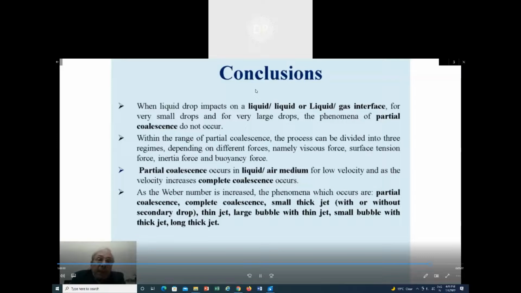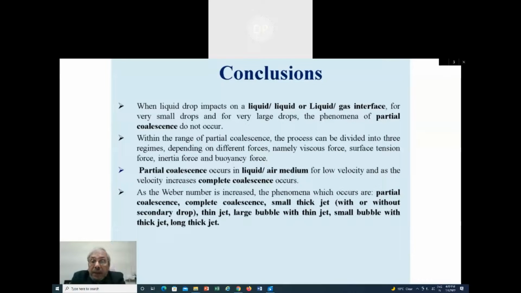When a liquid drop impacts on a liquid-liquid or liquid-gas interface, for very small drops and for very large drops, the phenomenon of partial coalescence does not occur. Within the range of partial coalescence, which has a range that we have shown, the processes can be divided into three regimes depending on different forces, namely viscous force, surface tension force, inertia force, and of course buoyancy force. These are the different forces.